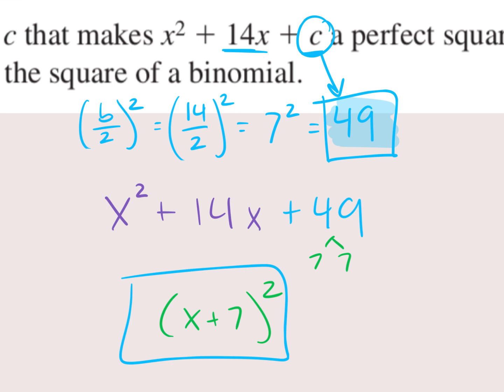I'm not sure if the big ideas asks for both things. If it does, it'll probably give you 2 boxes where it asks you what's the value of c. So you have to find that. And when you write it as a perfect square binomial, that'd be x plus 7 squared. So it'll probably give you 2 boxes if it asks for both of these.